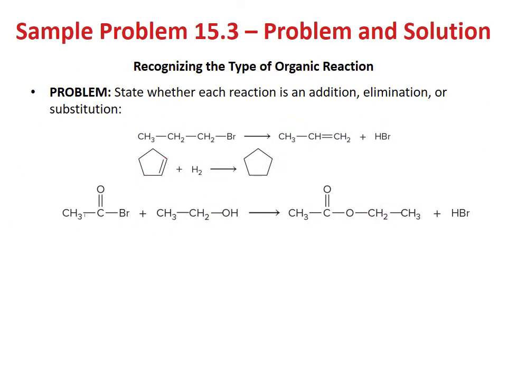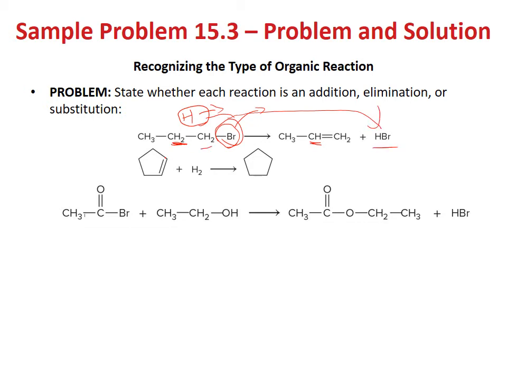Sample problem 15.3. State whether each reaction is an addition, elimination, or substitution reaction. In the first one, if you compare reactants and the product, the reactant has a bromine, so the bromine must come off. Also, the second carbon is a CH2, but in the product it is CH. So one of the hydrogens also comes off. So the bromine and the hydrogen come off as a small molecule, HBr.